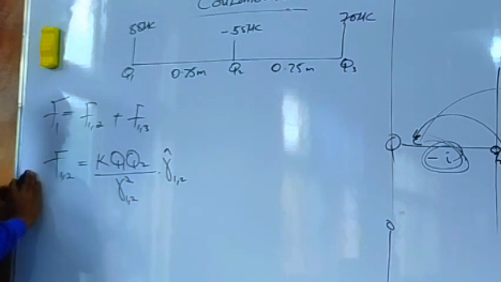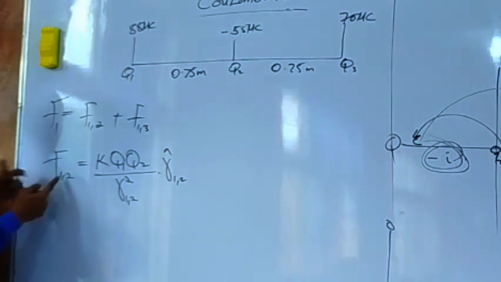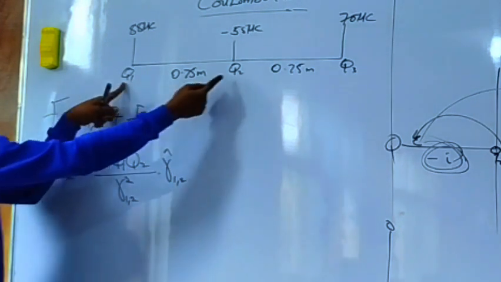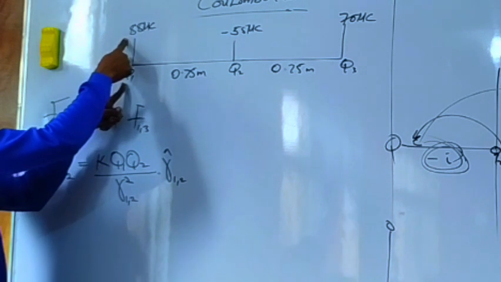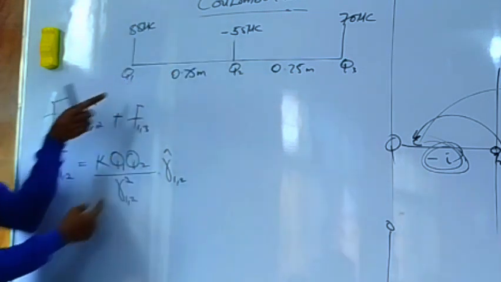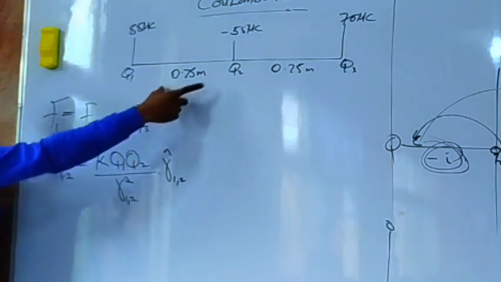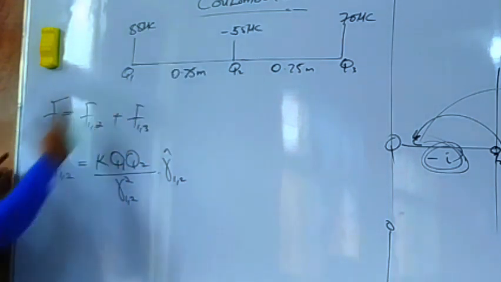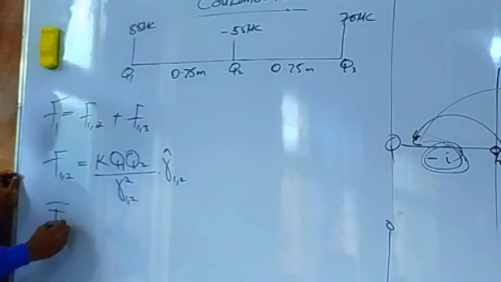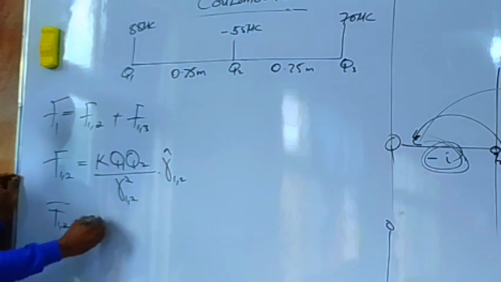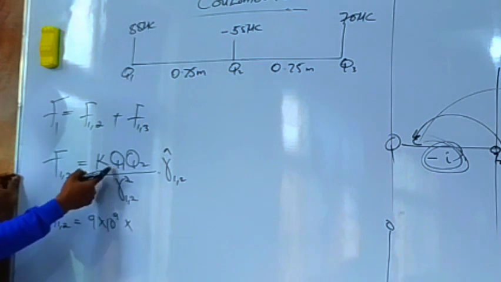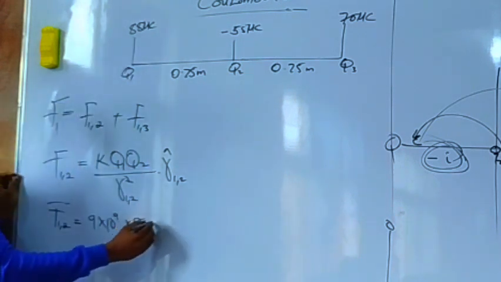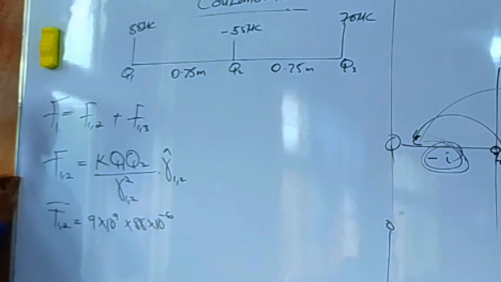Is this clear? Yes. Can I continue? For this F12, between this charge and this charge, it is from here to here, right? What's our charge 1? What's our charge 2? Can we keep on solving? What's our distance apart? 0.75 meter, right? So our F12 becomes, what's that k value? k is 9 times 10 raised to 9, multiplied by our Q1, 88 times 10 raised to minus 6. Is it not?